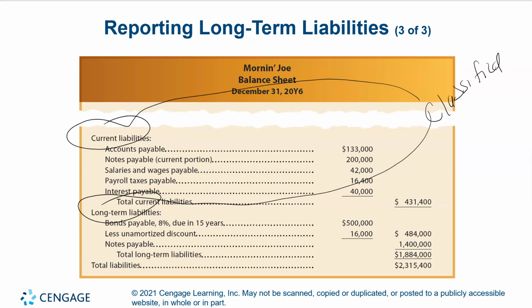Now, the unamortized discount will just go right below the bond because it's just a contra account. And remember, contra accounts go right next to their account. So bonds payable less unamortized discount gets you to your carrying value. If it was a premium, it would have been plus to get you to your carrying value. So that's how we're going to report it on our balance sheet.